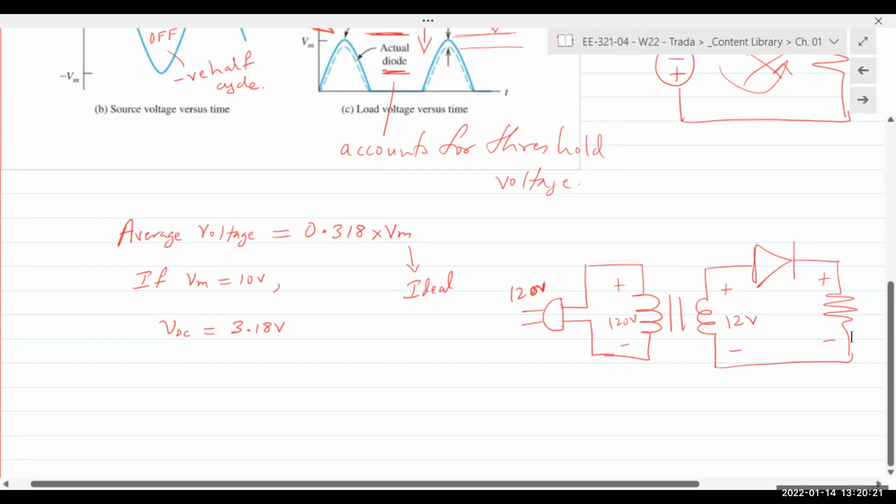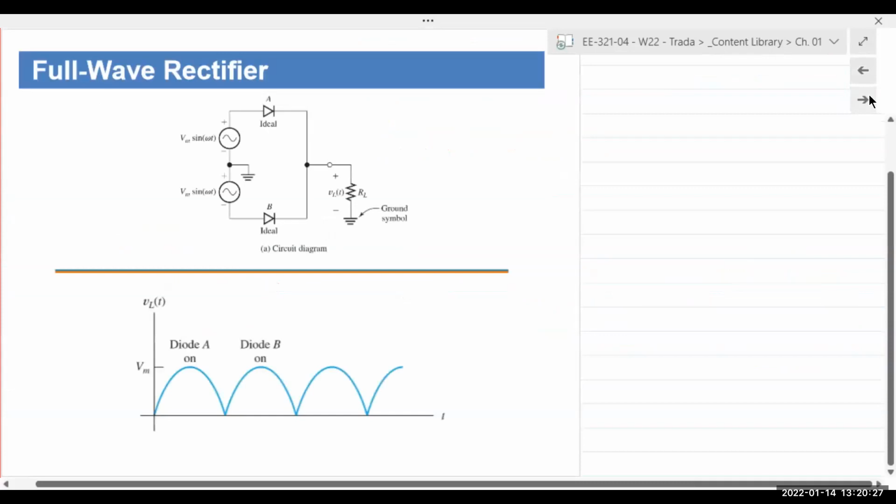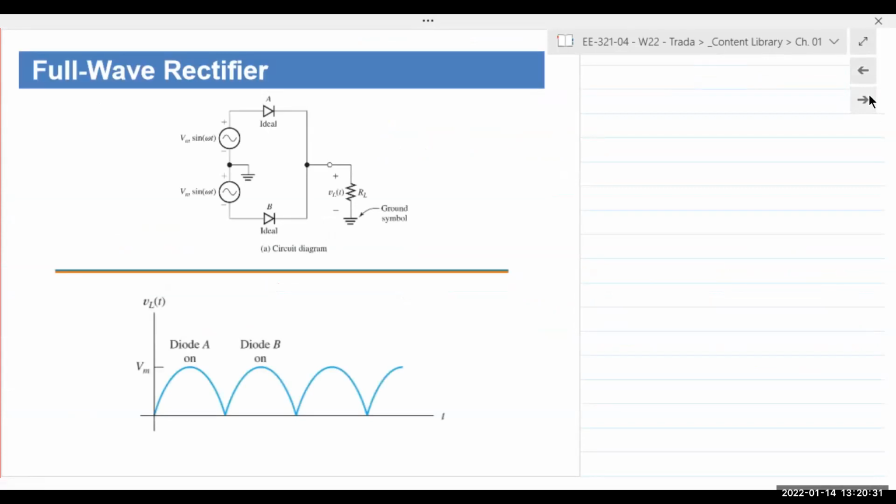Now, continuing with the point I was making earlier, a half wave rectifier is not very efficient. We lose half the capability because the negative half cycle is not being rectified. And so they came up with the full wave rectifier. Now this is a specific case of a full wave rectifier.